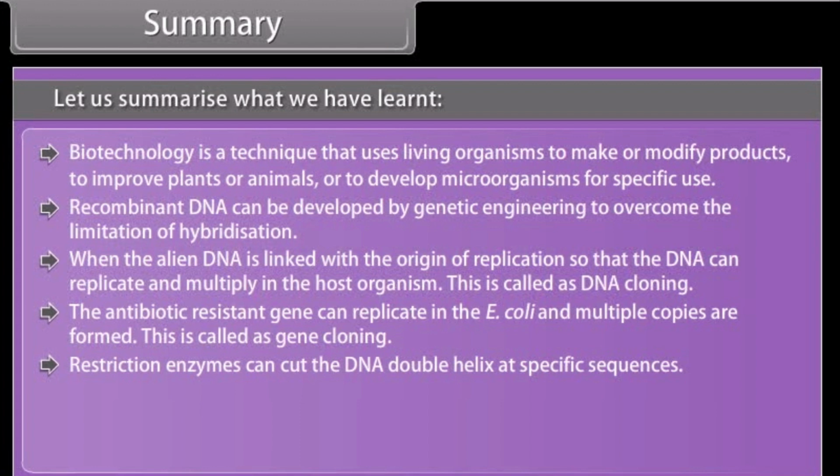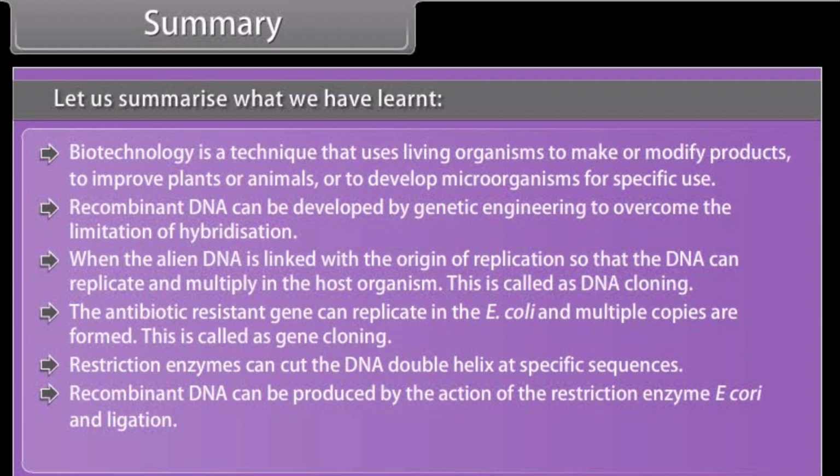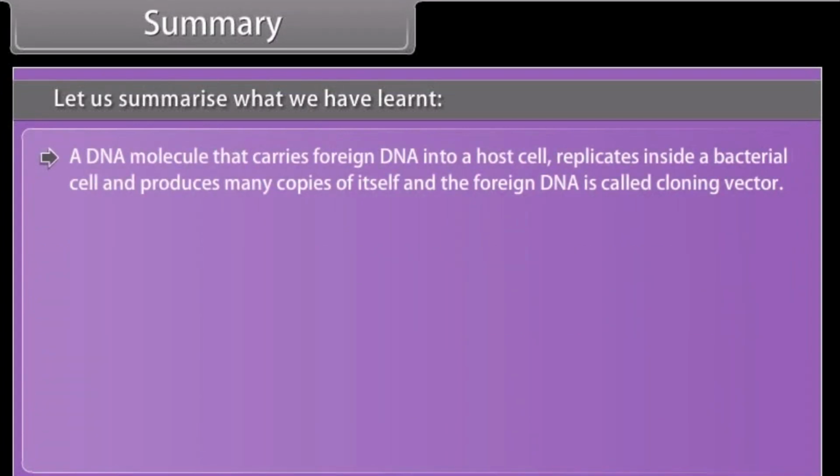Restriction enzymes can cut the DNA double helix at specific sequences. Recombinant DNA can be produced by the action of the restriction enzyme EcoRI and ligation. Gel electrophoresis is used to separate DNA fragments. A DNA molecule that carries foreign DNA into a host cell replicates inside a bacterial cell and produces many copies of itself, and the foreign DNA is called cloning vector.